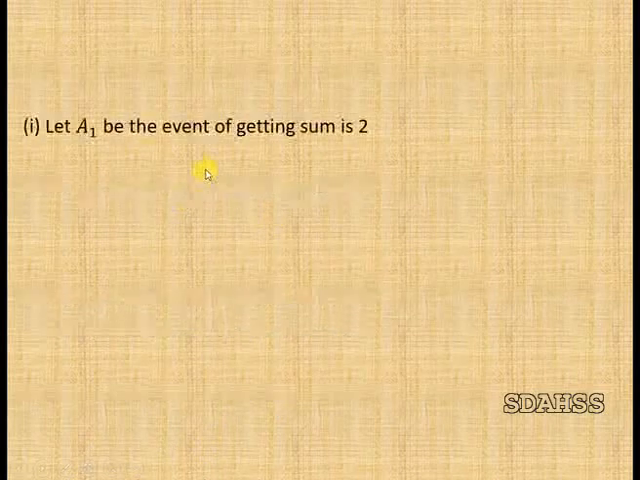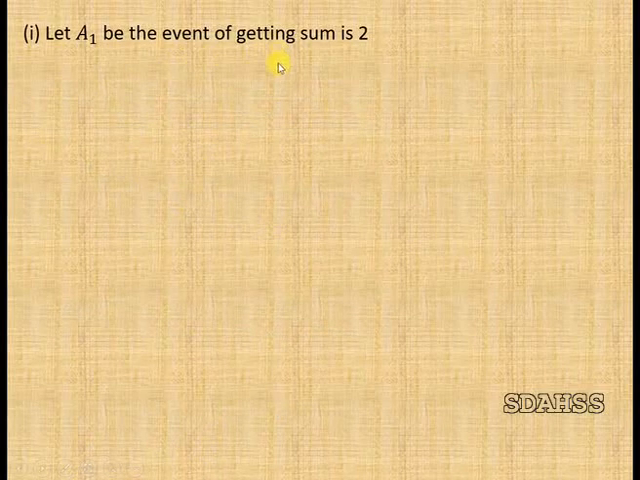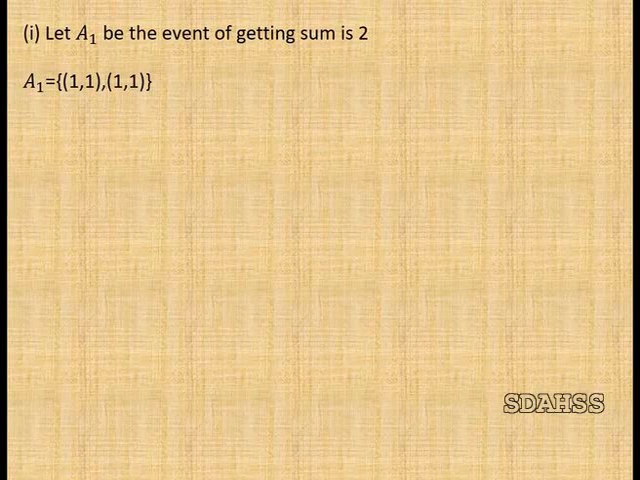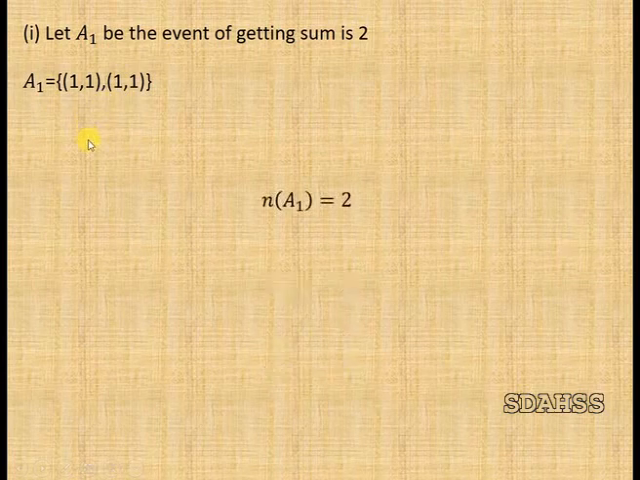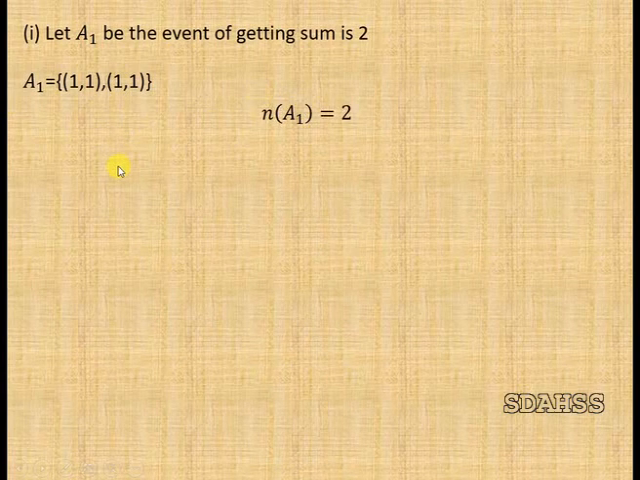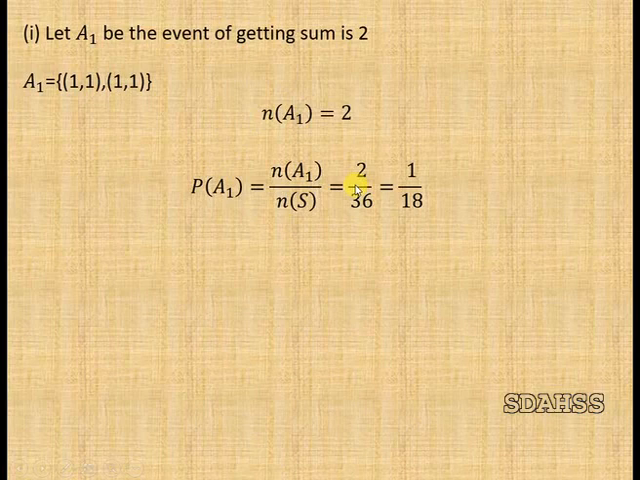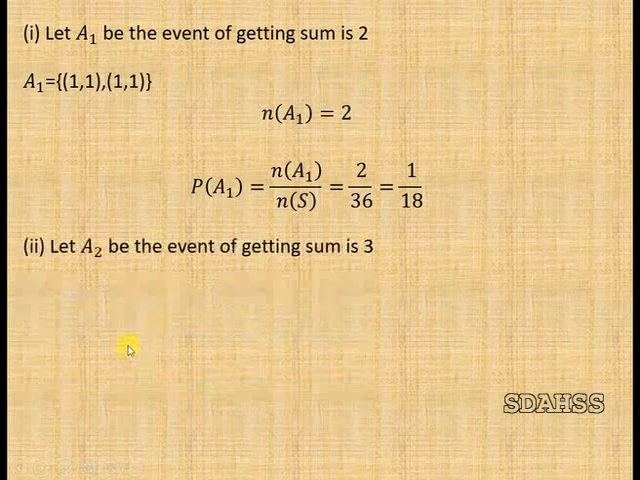Then A1 be the event of getting sum is 2. So if you add these 2 numbers, you will get 2. So A1 is equal to (1,1). If you add, you will get 2: (1,1), (1,1). So N of A1 is equal to 2. Totally 2. P of A1 is equal to N of A1 by N of S, which is equal to 2 by 36. That is equal to 1 by 18.